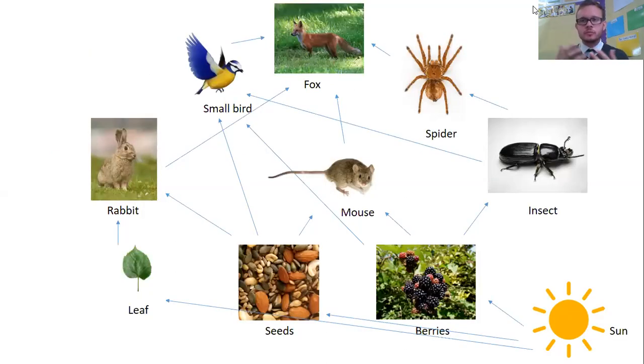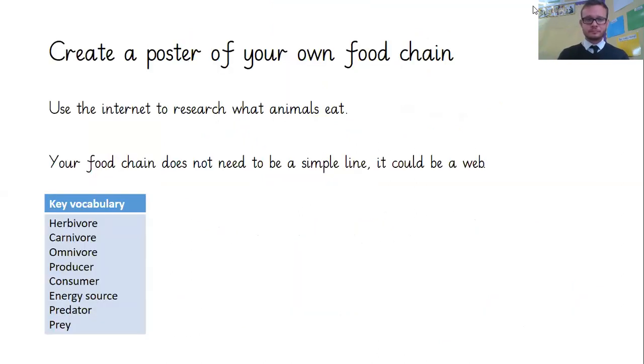Now, if you're struggling a little bit for ideas, you can have a go at copying out the food web I've got here as well, okay? And just make it a bit more interesting. You can add a few more words like omnivore, herbivore, carnivore, based on what those animals are eating. And we've got the key vocabulary there. So pause the video, have a go at creating your own poster using those crayons, using the internet to help you research some ideas of a food web.